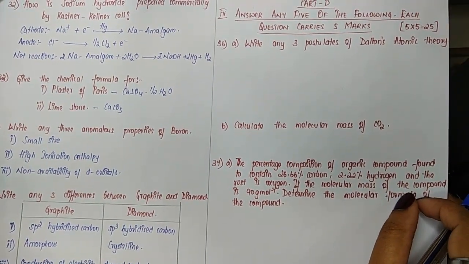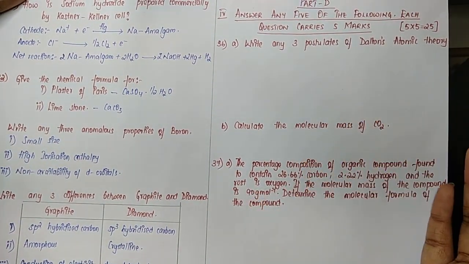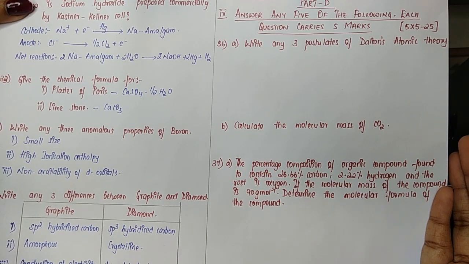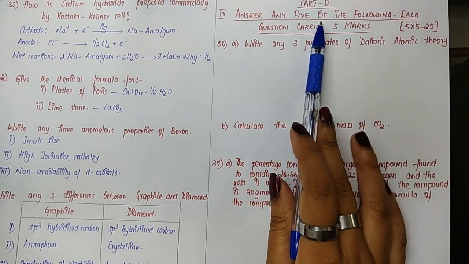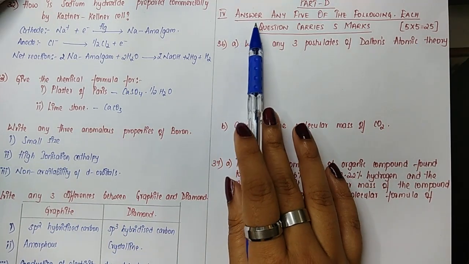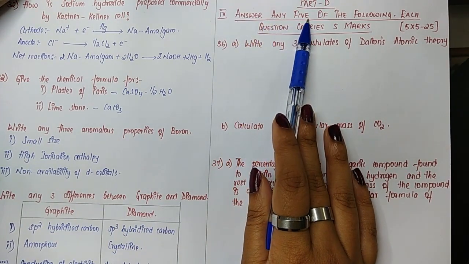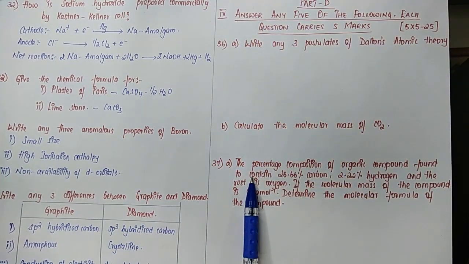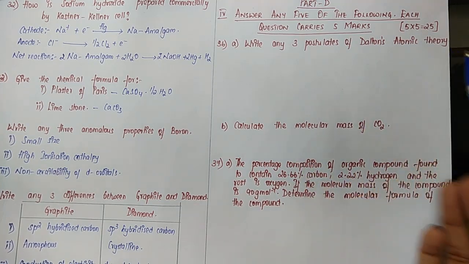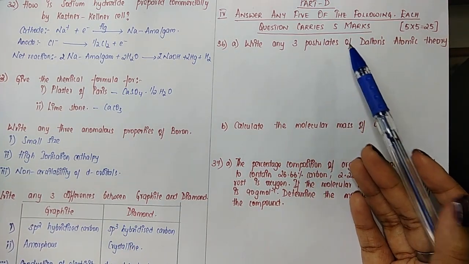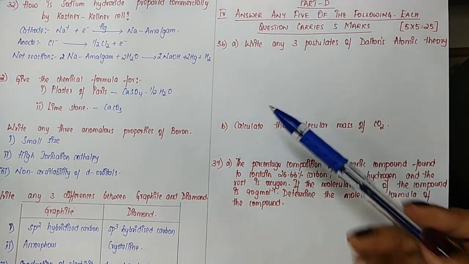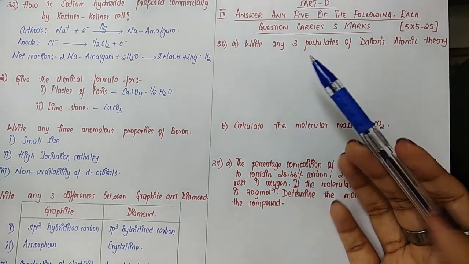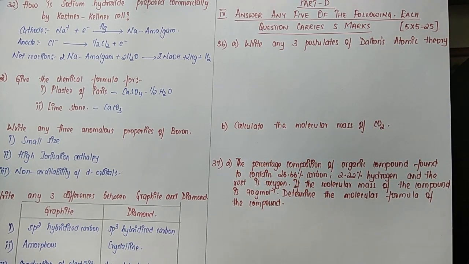Now let's move on to part D, which is purely physical chemistry. So here the first one under part D is you have to answer any 5 questions and 10 questions will be given to you. So the choice is wide. Out of 10 you need to choose only 5 and each question carrying 5 marks, where the breakdown of each question is going to be either 3 plus 2 or 4 plus 1. Any one breakdown you will have in the question.